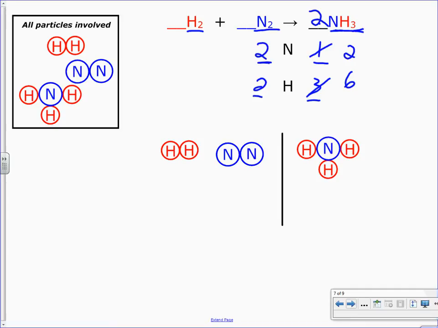So just an aside, when I wanted to turn this 1 into a 2 here, an incorrect way of doing this would be changing the formula to N2H3.